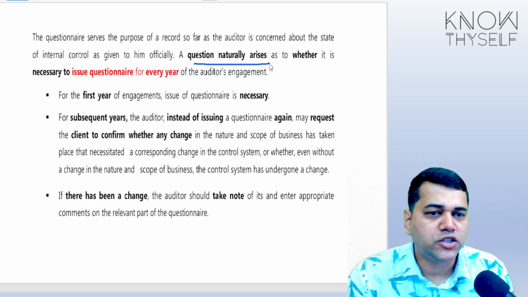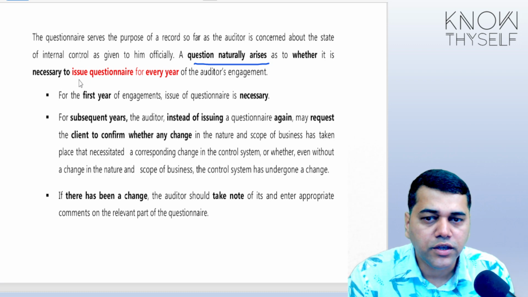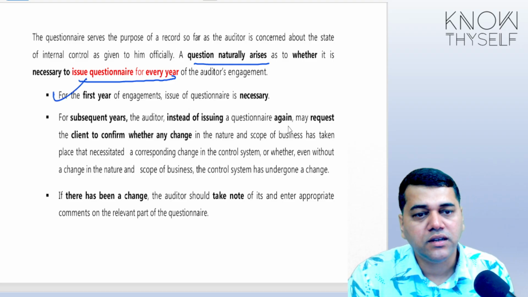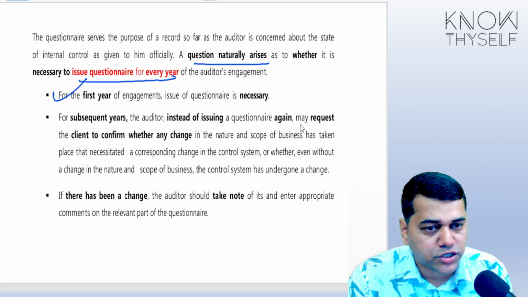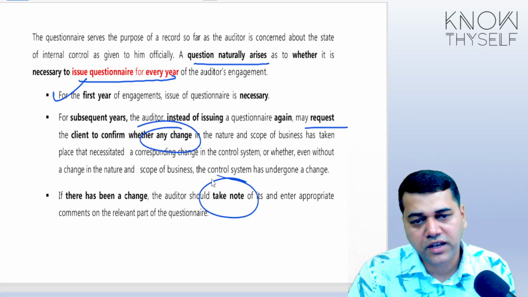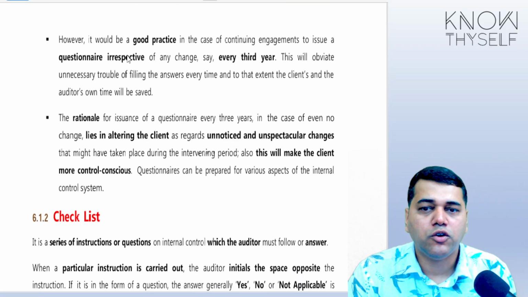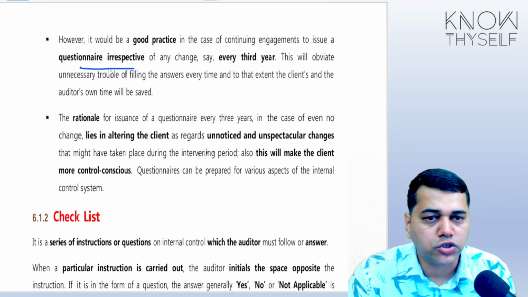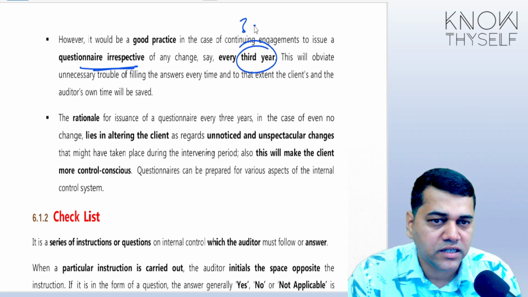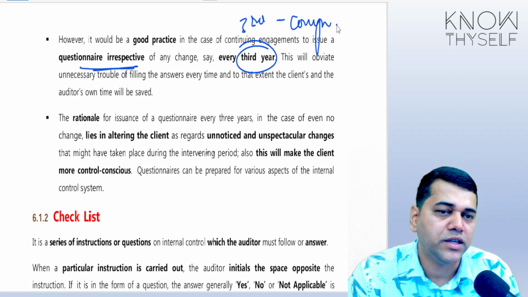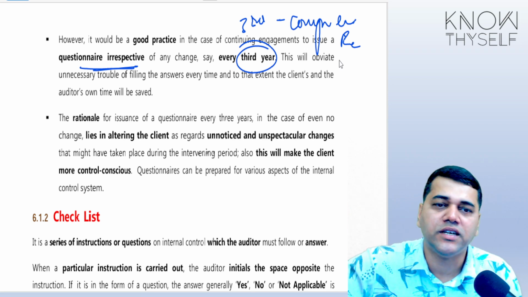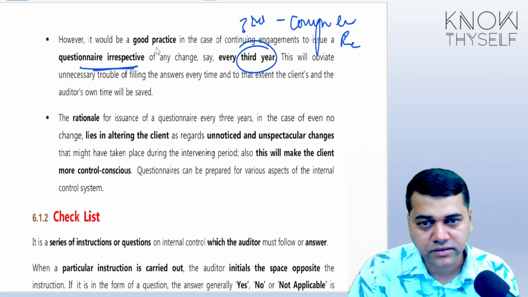So a question naturally arises: do you need to issue the questionnaire every year? Yes, for the first year it is necessary, but in subsequent years, instead of issuing the entire questionnaire again, you may ask wherever there are changes and just make the changes. And if there are changes, please take a note. A good practice is to issue the questionnaire irrespective of change every third year, because as we discussed, every third year you have to do a comprehensive evaluation and review, because generally we assume that every third year controls are going to change. But in upcoming days these standards can get amended.